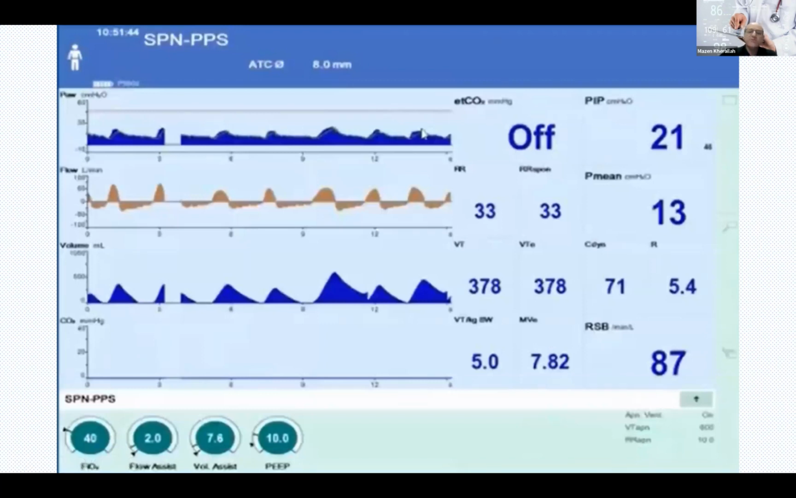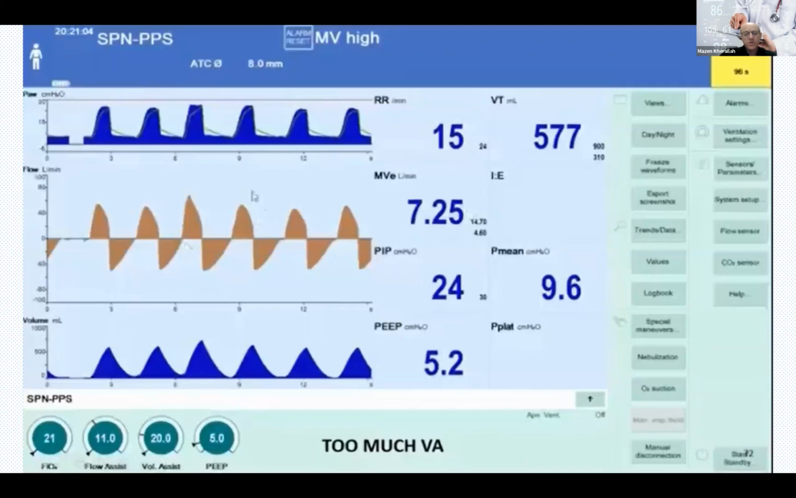On the other hand, if you take a look at this patient here, you will see that the tidal volume is 378, but RSPI is on the higher side. This patient would need to have more volume assist. He's on a flow assist of 2 and volume assist 7.6. So you would need to go up higher on the volume assist for this patient.